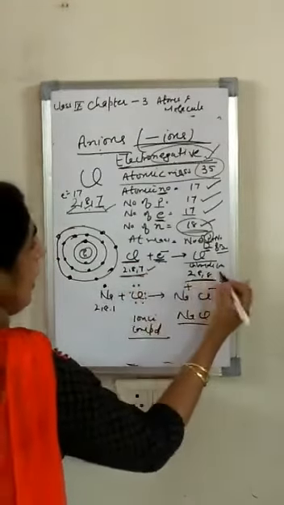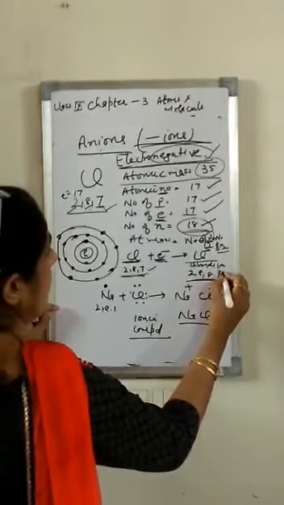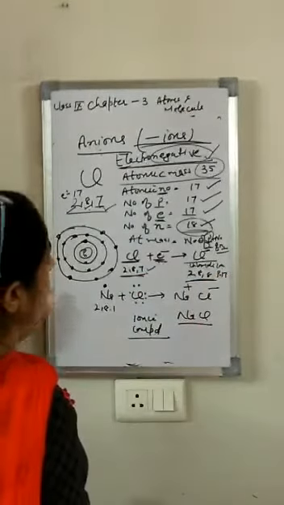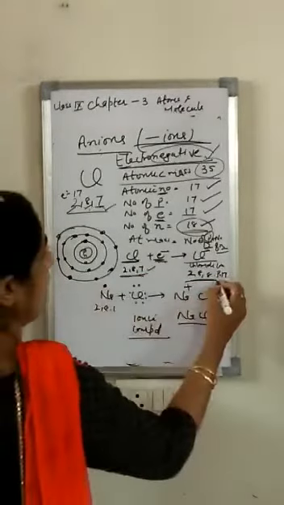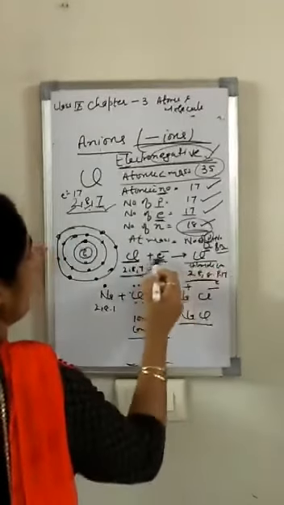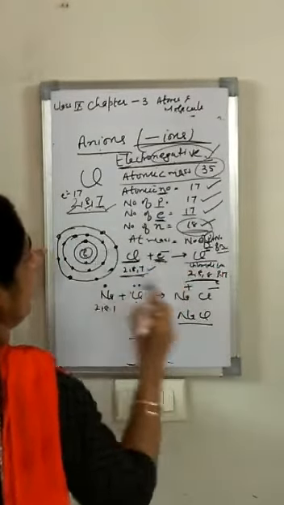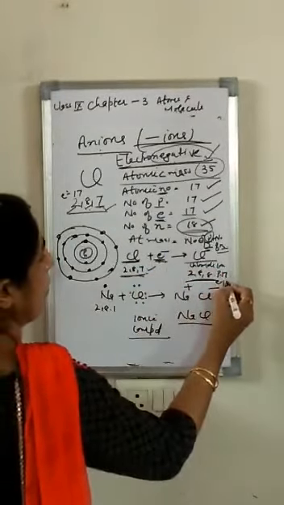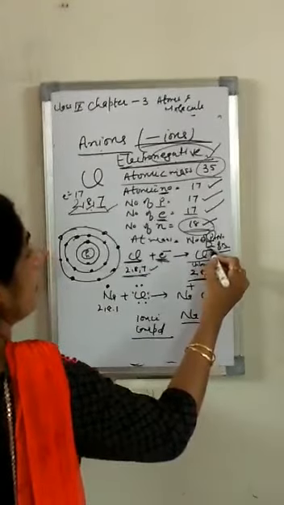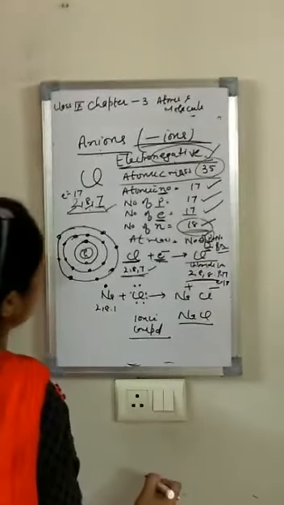In this chloride ion, the number of protons is 17. There is no change in the protons, but as we have seen, it has taken 1 electron, so the number of electrons increases to 18. That's why it has 1 negative charge.